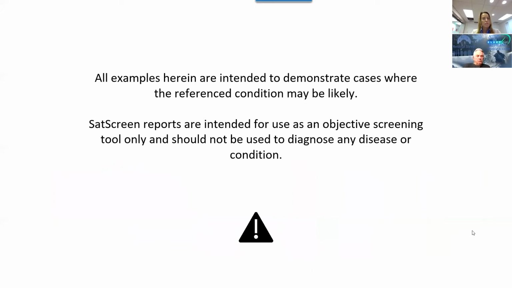Just as a disclaimer, all the examples herein are intended to be cases where the reference condition may be likely. These reports are intended for use as an objective screening tool only and should not be used to diagnose sleep apnea or any disease or condition.